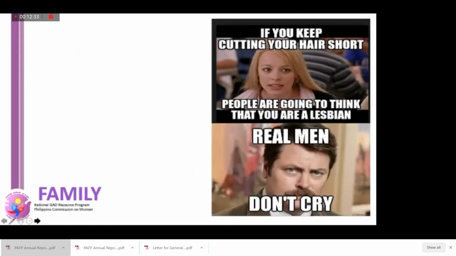So, it's common, no? If you keep cutting your hair short, people are going to think that you're a lesbian. All right? Real men don't cry. I think this is a textbook example of gender socialization within the family setup.